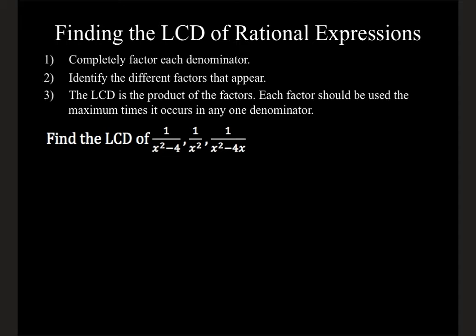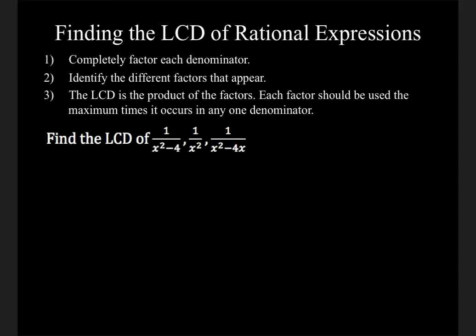What we first need to know how to do is find the LCD of rational expressions. And there's 3 steps to this. Completely factor each denominator. So looking at these 3 ones that we have, 1 over x squared minus 4, 1 over x squared, and 1 over x squared minus 4x, I'm going to completely factor each of my denominators, right?